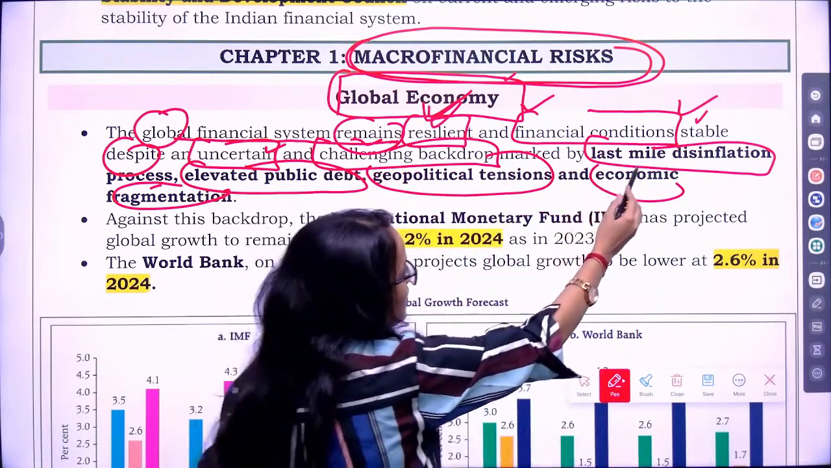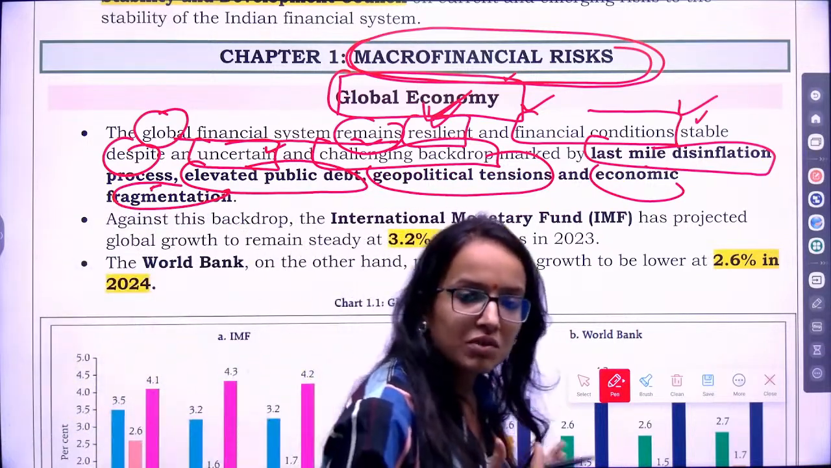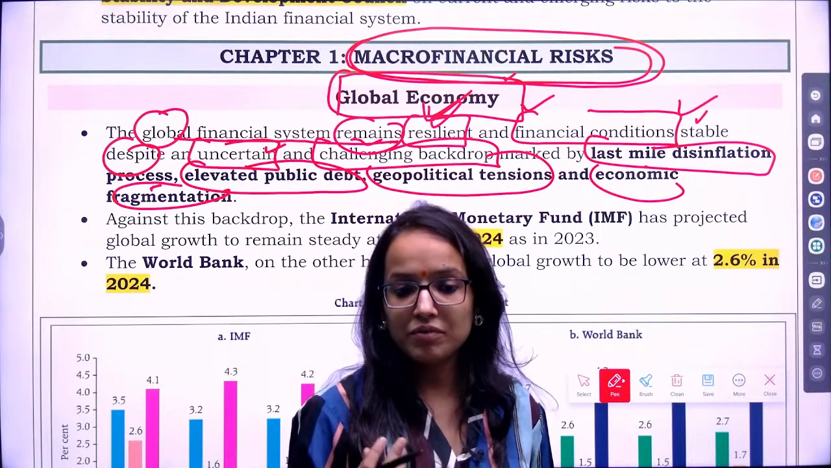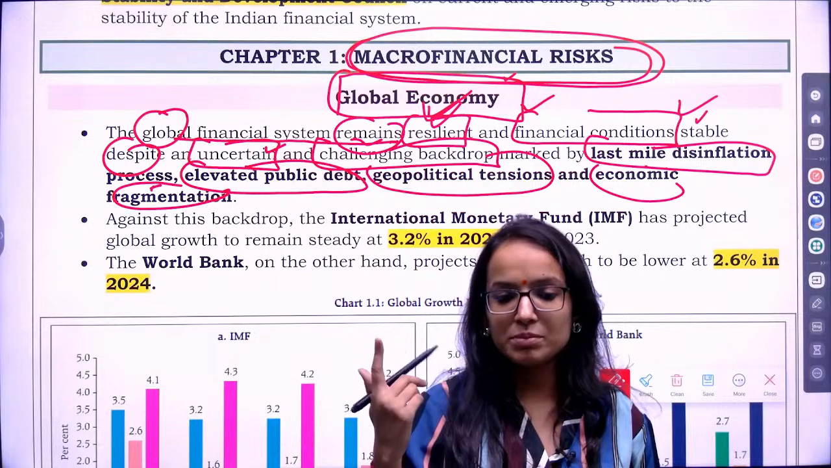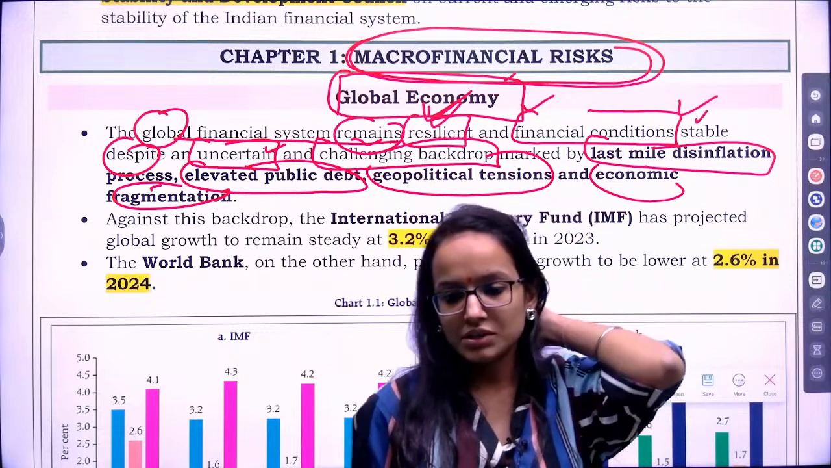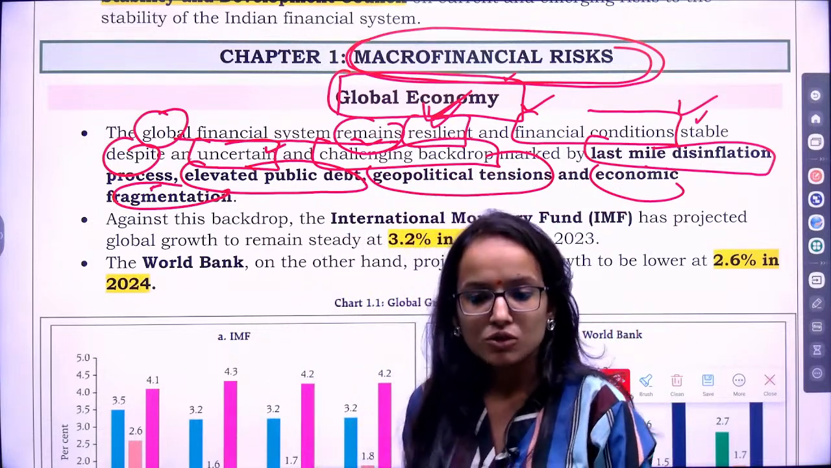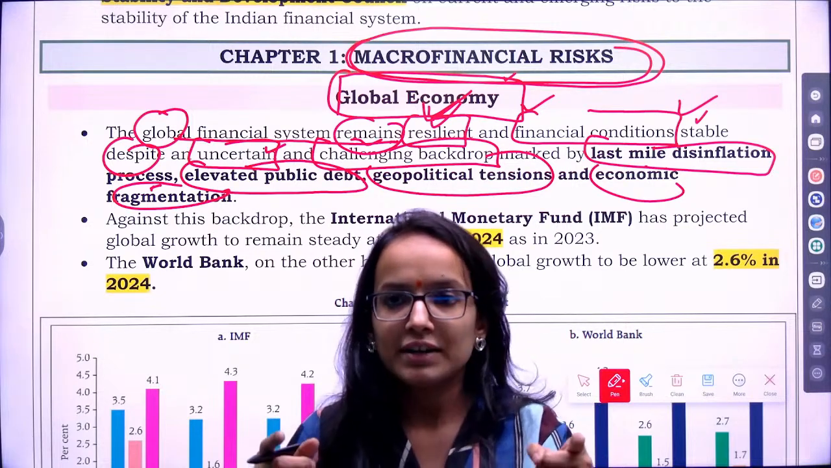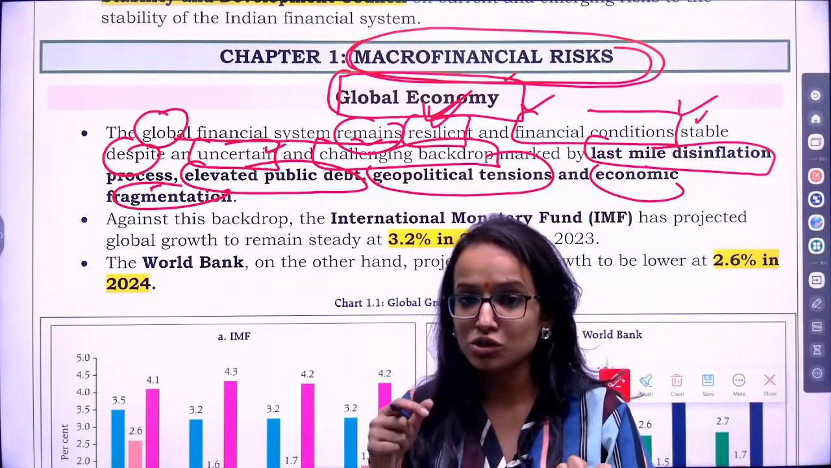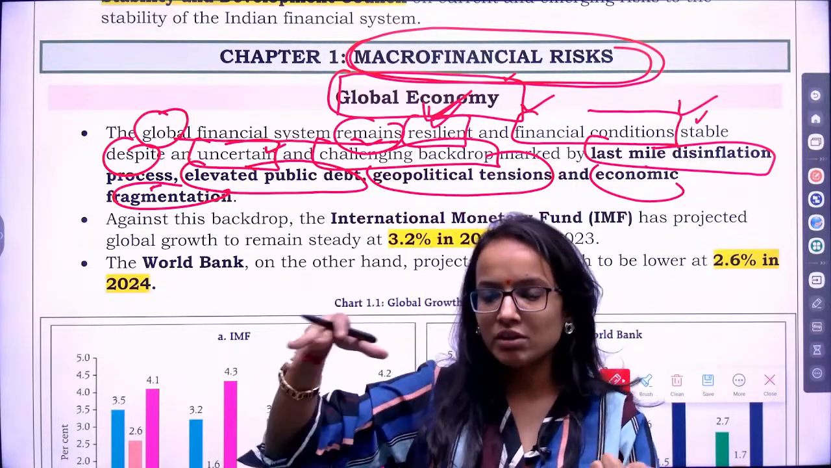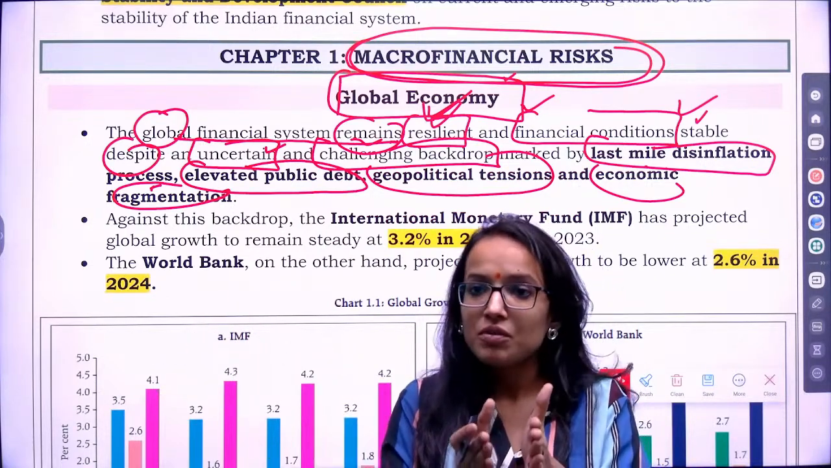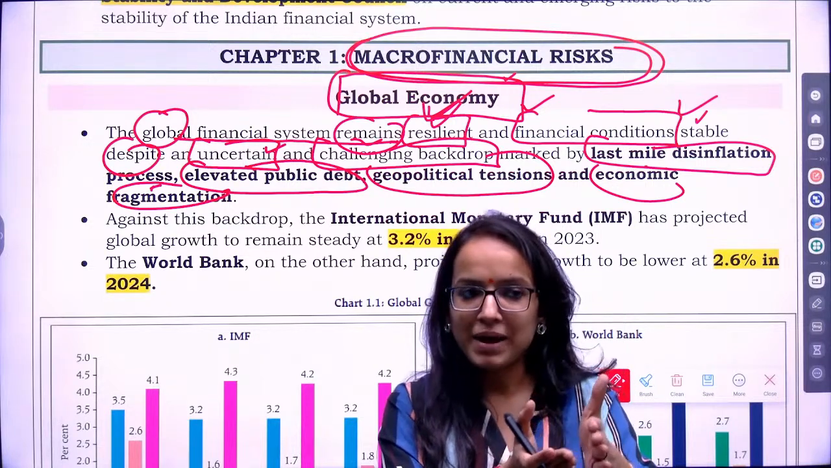What are these? The last mile disinflation process. Now you all know what disinflation is, isn't it? Tell me quickly, what is disinflation? I have told you the difference between all these terminologies in the RBI annual report class. I'm expecting quick responses from you. What is disinflation? Lesser inflation, right? There is a difference between deflation and disinflation. Disinflation is when you are trying to lower the rate of inflation. It is not deflation. Deflation is when general prices fall, so it is the opposite of inflation. But disinflation is where you have inflation but at a decreasing rate.